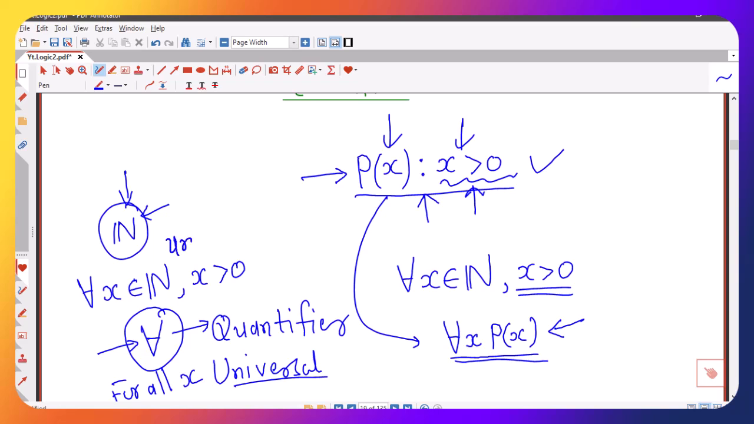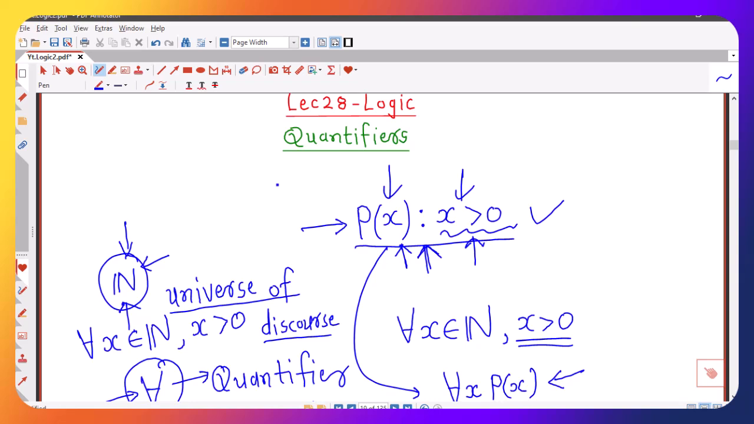Another name for domain in the language of logic is universe of discourse. We will remember this word for the domain. Universe of discourse is another name for domain. So whenever we are using this type of quantification, the universe of discourse is important. If it is not given, then we should assume some domain or some universe of discourse such that the statement function is true for all values of x in that domain or for some values of x in that domain.